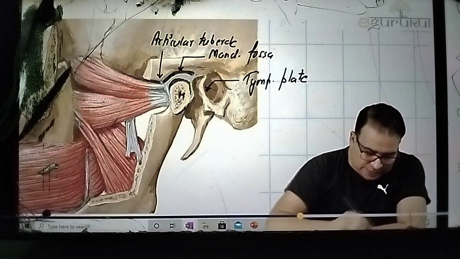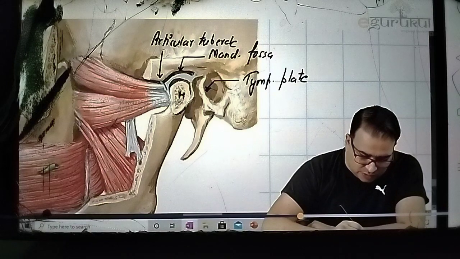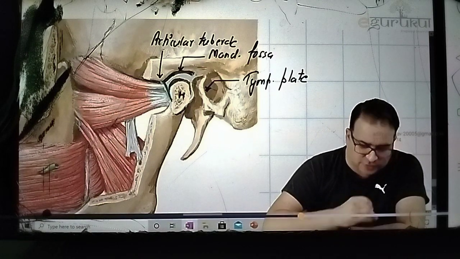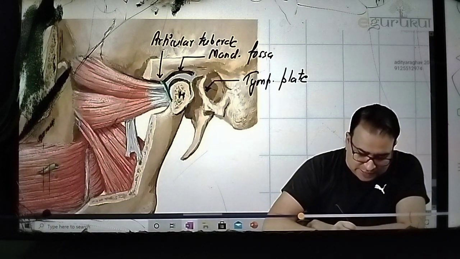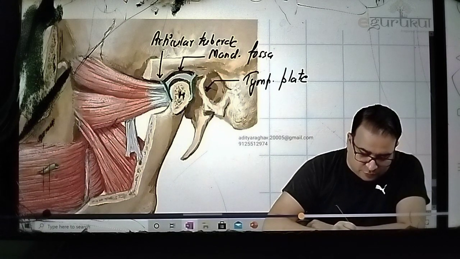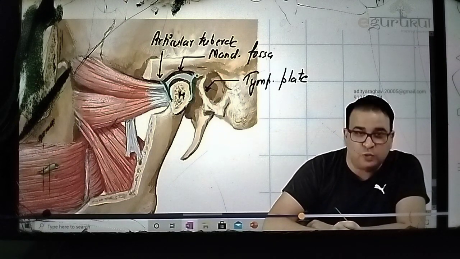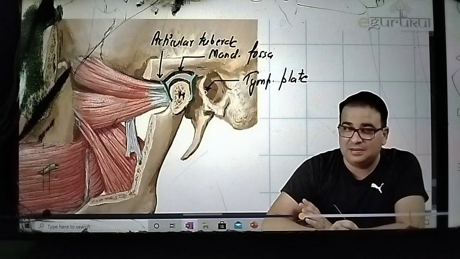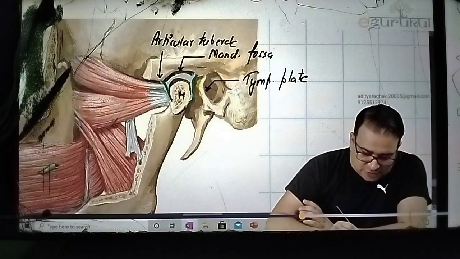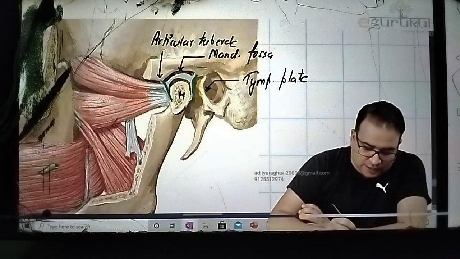Just understand it here. If you look at the capsule of the TMJ, it is attached from the articular tubercle to the neck, and posteriorly it is attached from the neck to the posterior part of the mandibular fossa. See, it is attached to the mandibular fossa only. It is not attached to the tympanic plate, which is good news. Why is it good news? Because you now have a space between the head of the mandible and the tympanic plate.